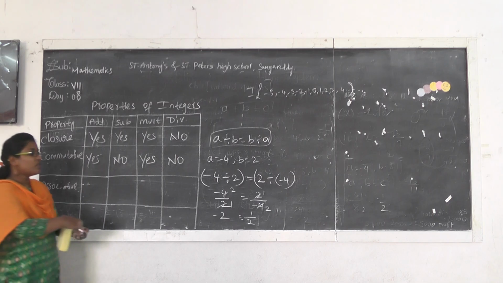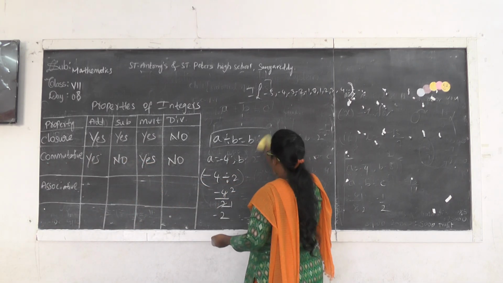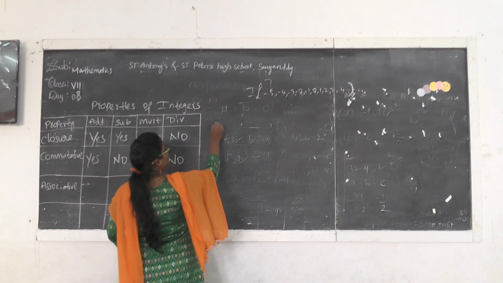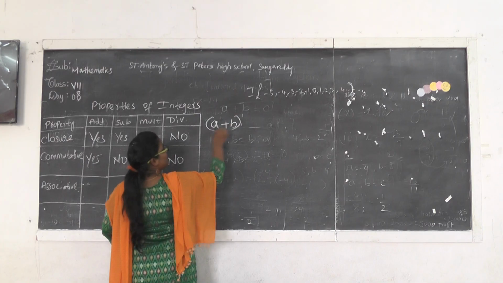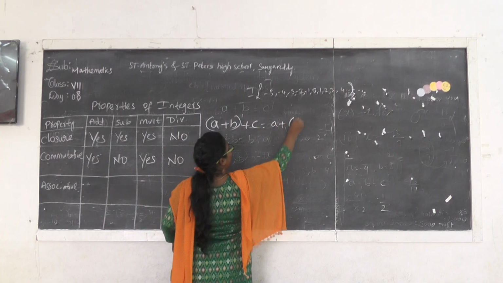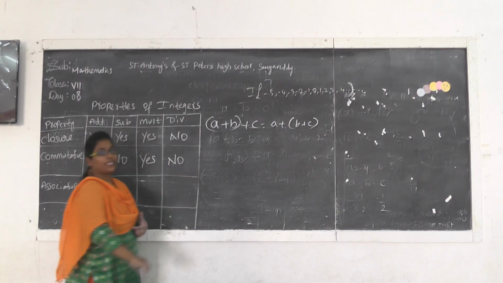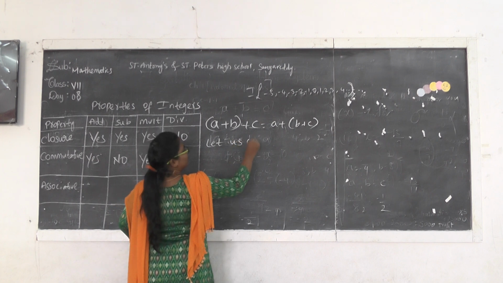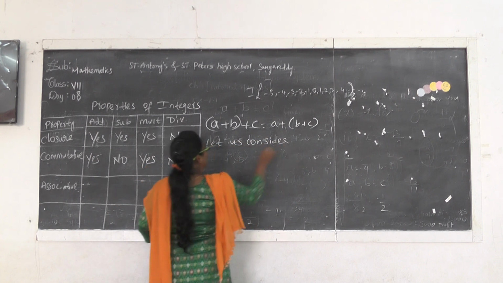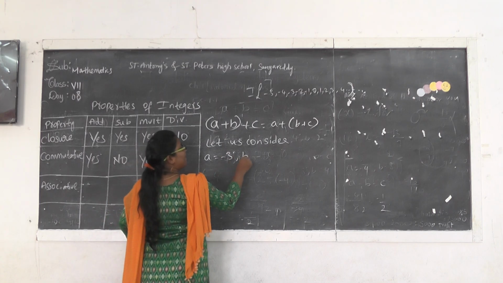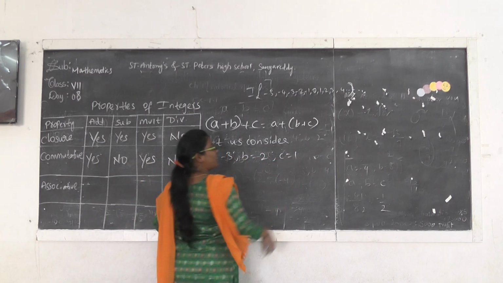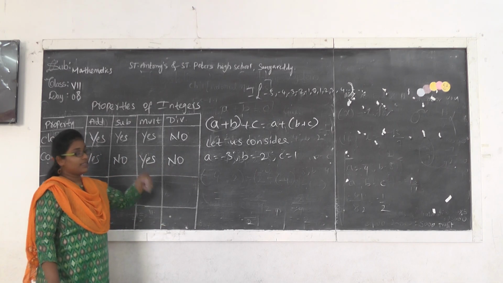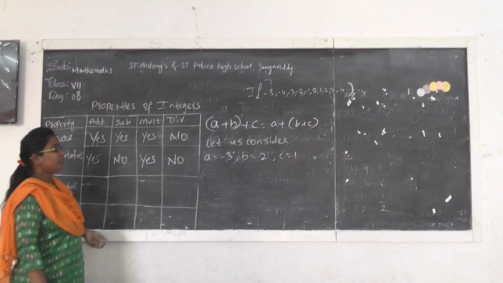So now let's move to the associative property. This is very important. What is the associative property? Under addition, A plus B plus C equal to A plus B plus C, with the brackets grouped differently. Associative property under addition. So here let us consider A equal to minus 3, B equal to 2, C equal to 1. Let us see whether this property is satisfied under addition or not.